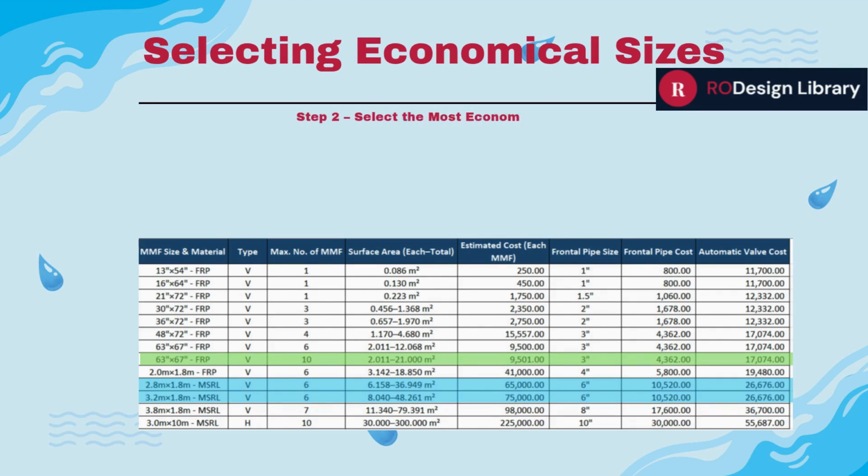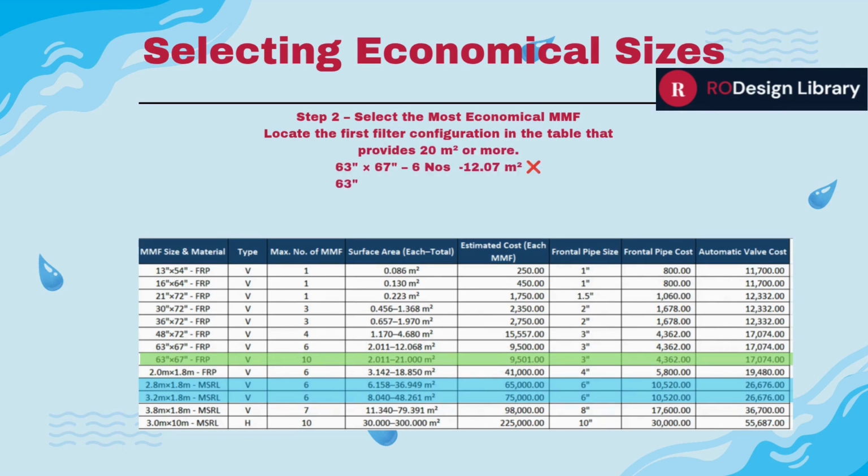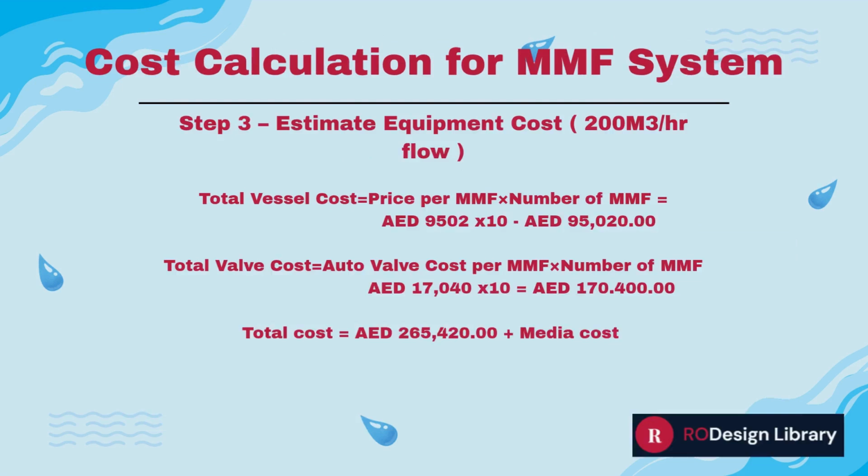The 63 inches x 67 inches 10 nos option is the most economical because it is the first configuration that meets the required 20 square meters filtration area. Larger steel vessels provide excess area and typically have a higher capital cost. Finally, estimate the total cost by multiplying the price of each multimedia filter and the valve set by the required number of filters. This provides a quick and reliable budget estimate for the complete MMF package.